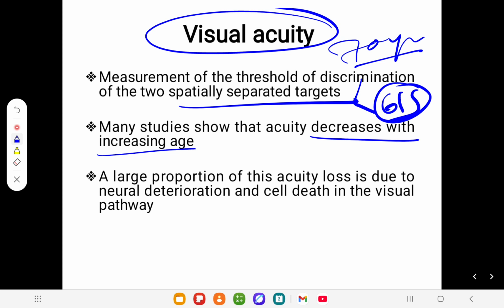So it's very important to know that with age, yes, a slight decrease in vision is common. The large proportion of this acuity loss is due to neuron deterioration and cell death of the visual pathway. It's very important to understand because even if you do cataract surgery or anything, vision is still kind of 6/9 or so.